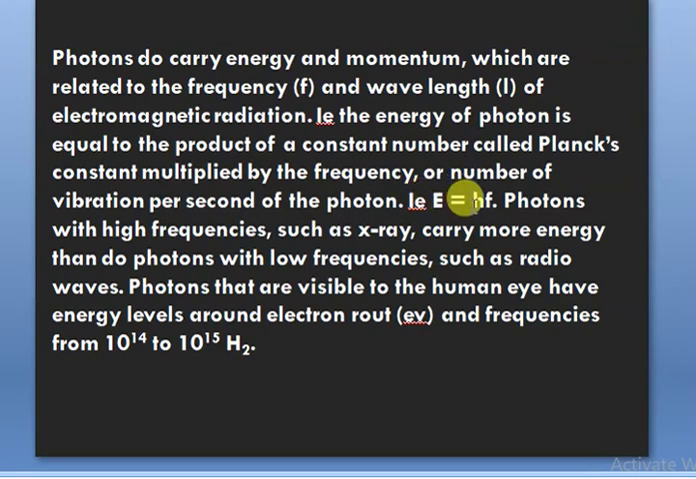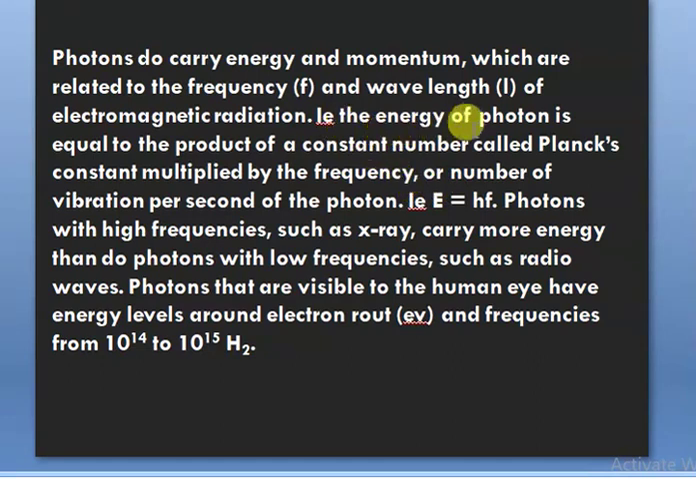h is a constant which we call Planck's constant, from the name of the scientist Planck, who talked about this photon in quantum physics. Now, f is the frequency of this photon. Remember, frequency is the number of vibrations or oscillations the body makes in 1 second. So f is the frequency of this photon.